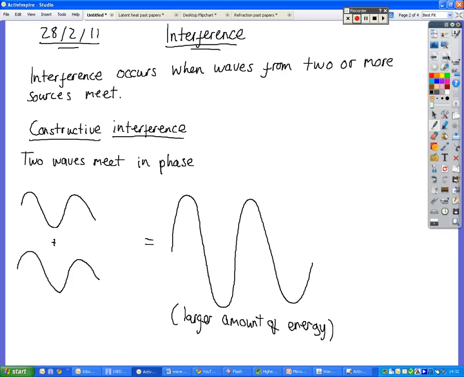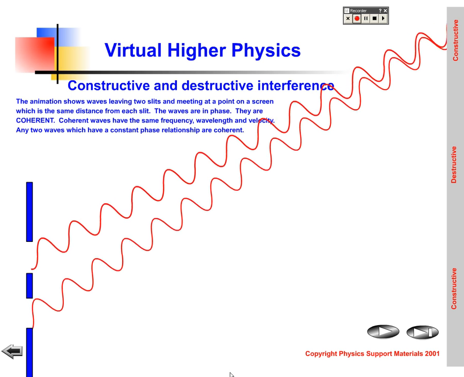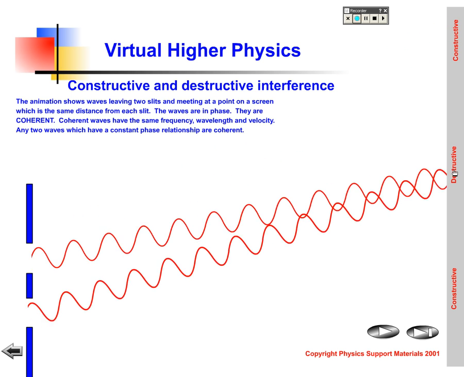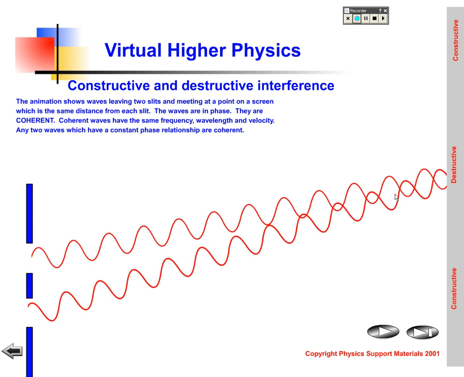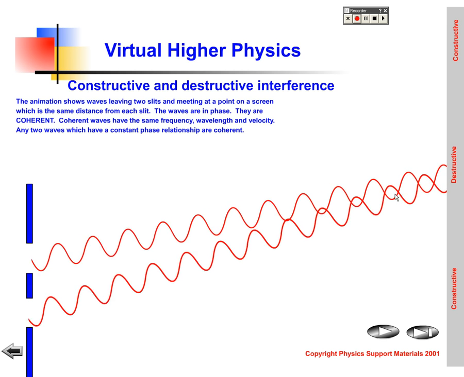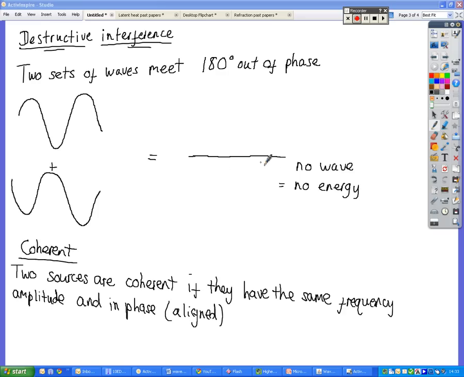The second way in which they can interfere is with destructive interference, and that's when two waves meet 180 degrees out of phase. In other words, a crest meets a trough, and a trough meets a crest, and vice versa. That basically creates no wave, which has no energy, and it looks something like this. You can see there that the crest meets the trough and the trough meets the crest, and they basically cancel each other out and make no wave whatsoever. So destructive interference creates no wave with no energy at all.